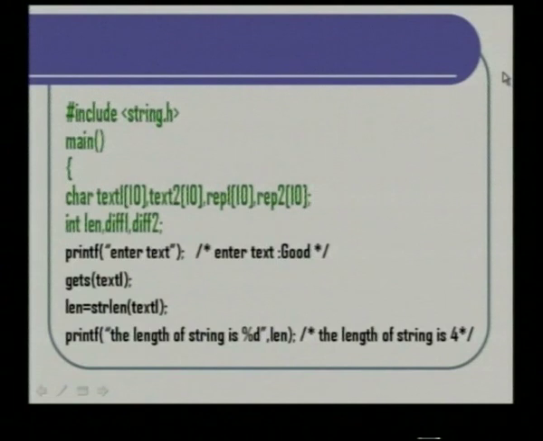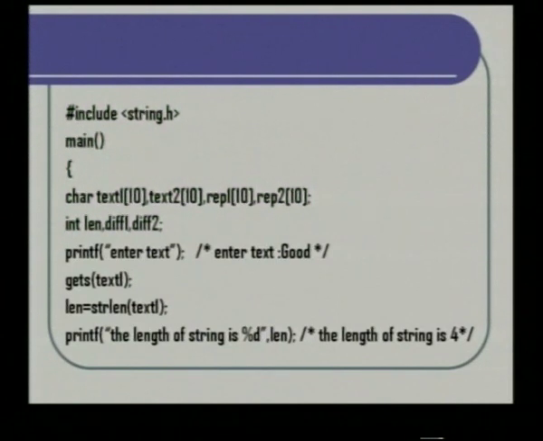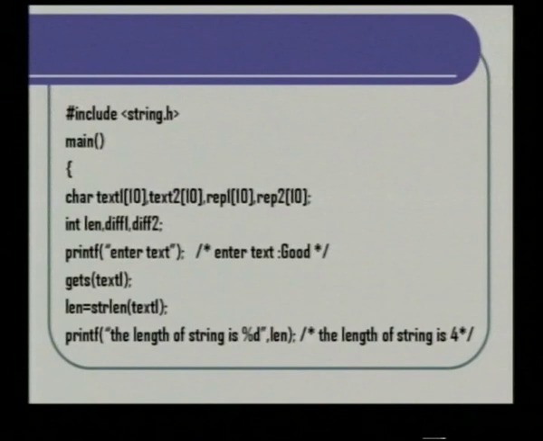Now, we will see how this is used in a program. So, remember to introduce the string.h header file, because all the string functions are defined only there. So, now we are going to do around 5 manipulations in strings, that is why I have declared 4 strings, text1, text2, rep1 and rep2. And we have to collect integer values, that is why I have given integer variables over here, integer len, diff1, diff2, that is to collect the integer values.